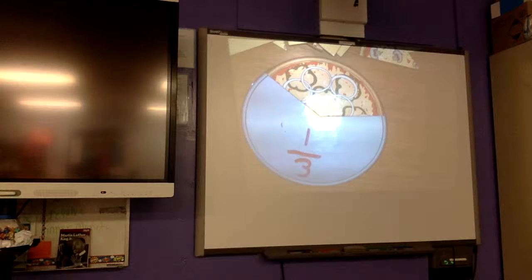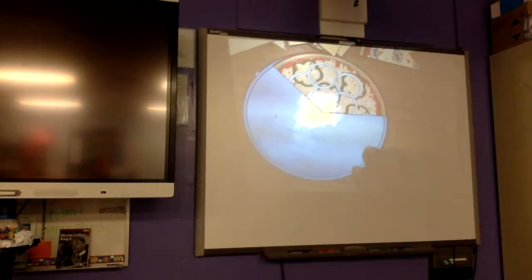Very good. So everybody on the count of 3, what fraction should you have? 1, 2, 3. 1/3. You should have 1/3 left. Very good. All right. Thirds off. All right. Put away your thirds. Try something different. You're still working with pizza.